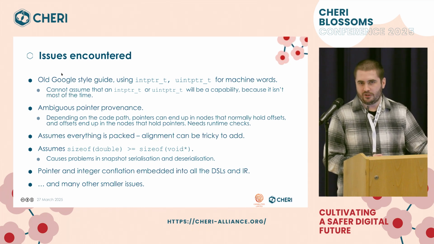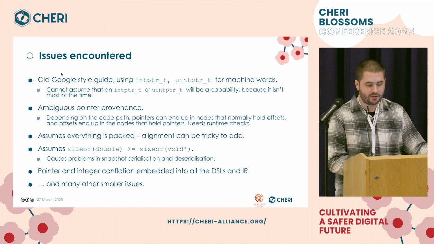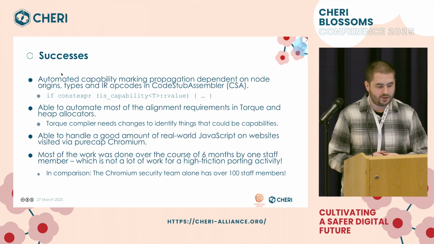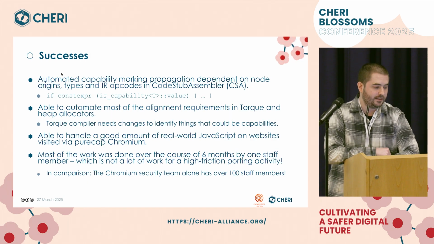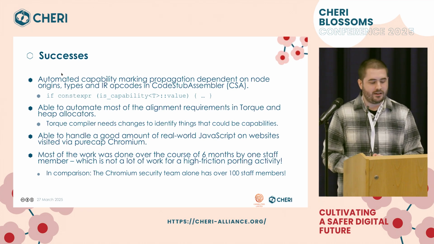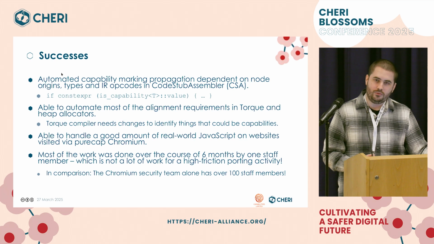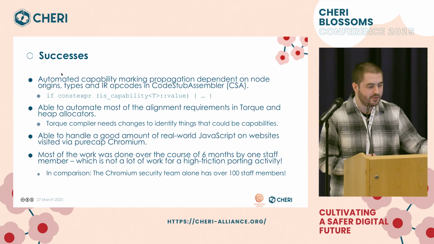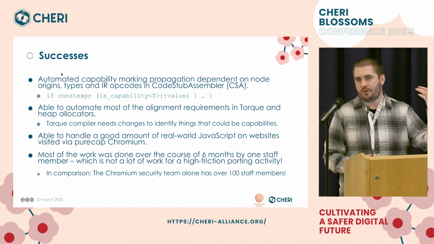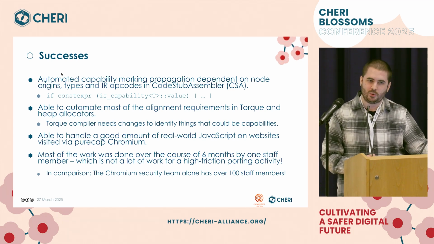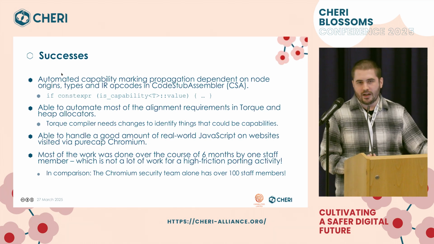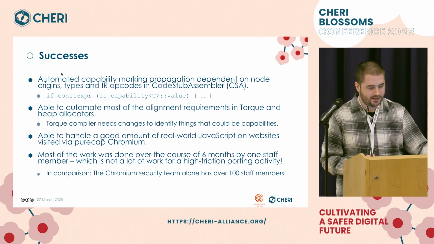And there are many other smaller issues that we encountered along the way, but none quite as difficult as these ones. So what types of successes did we have? We have managed to make an algorithm, which is basically just graph tainting, to propagate these notions of something is a capability, maybe is a capability, or is definitely not a capability throughout the CodeStubAssembler, which is what they usually use to implement things like JavaScript built-ins and various other things for high performance.